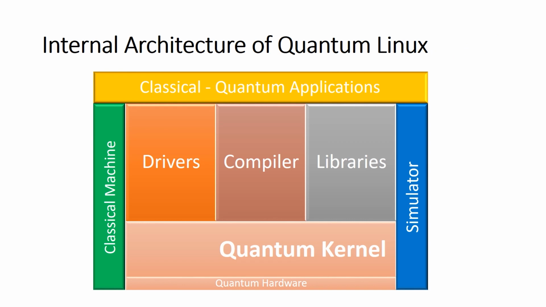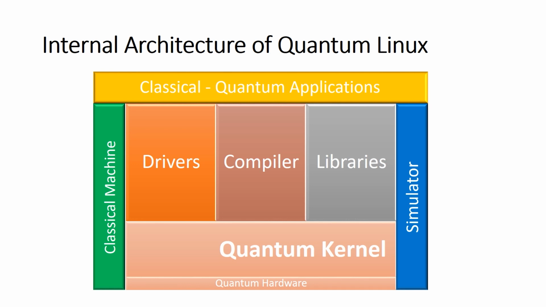Now, directly above the quantum hardware is the quantum kernel. The quantum kernel is the core of Quantum Linux, responsible for managing and controlling the quantum hardware. It handles tasks such as qubit allocation, gate execution, and quantum error correction.